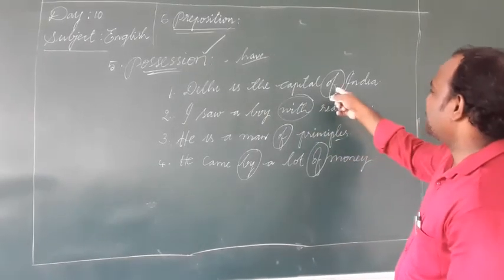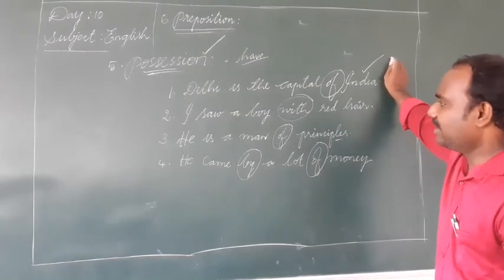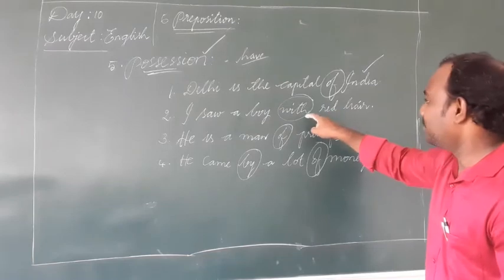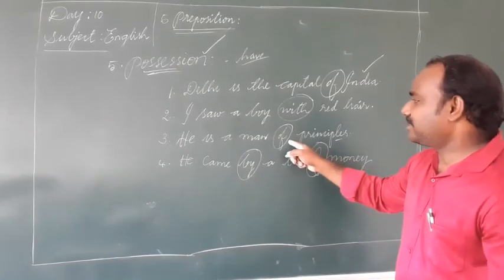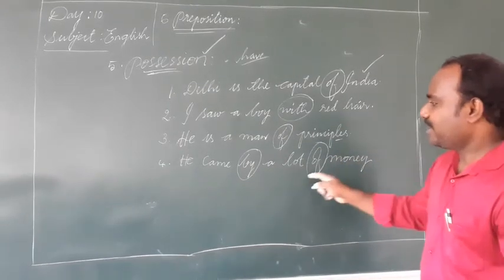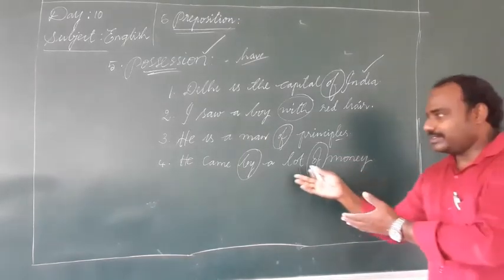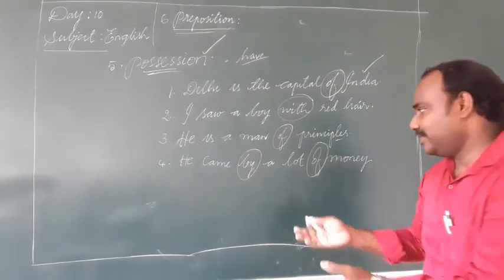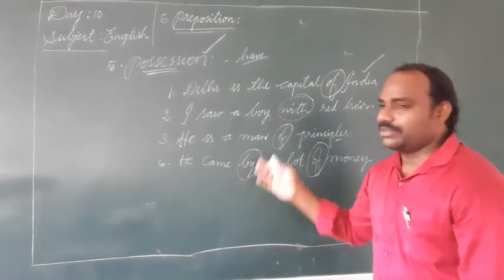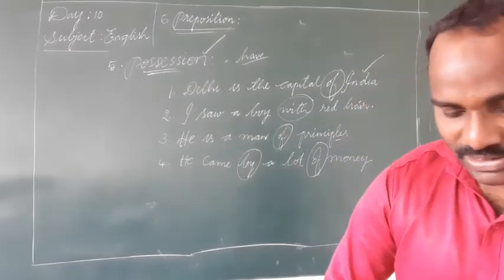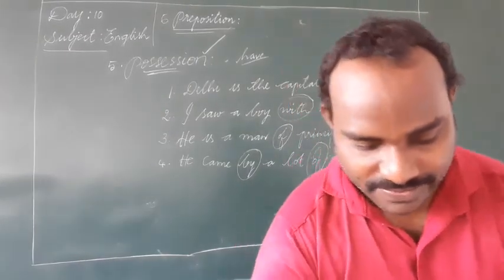You see, Delhi is the capital of India. India has a capital city, Delhi of course. The boy has red hair. The man has great principles. He has a lot of money. So in a different sentence, we can also say he has a lot of money. Or we can say using this preposition, he came by a lot of money. He's a man of principle. So these are called prepositions of possession. Next, direction and motion.